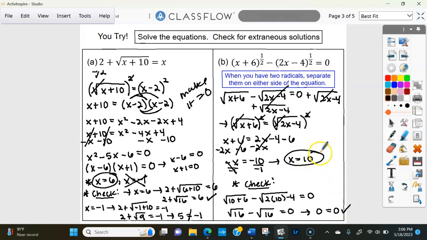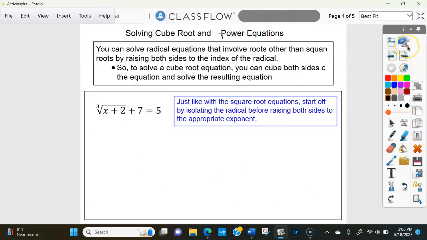So those are square root equations. Now let's look at cube root equations. To solve a cube root equation, you do the exact same process as with square roots. Same exact steps. First step, isolate the radical. So I'm going to subtract 7 from both sides. So cube root of x plus 2 equals negative 2.